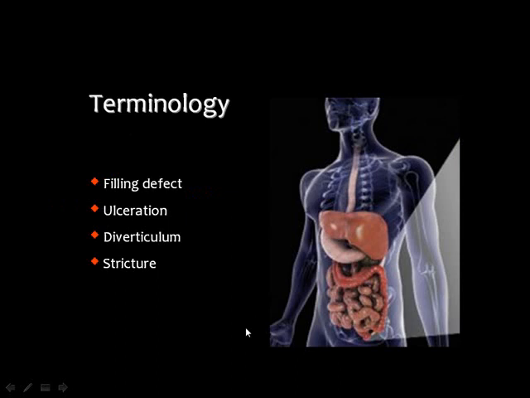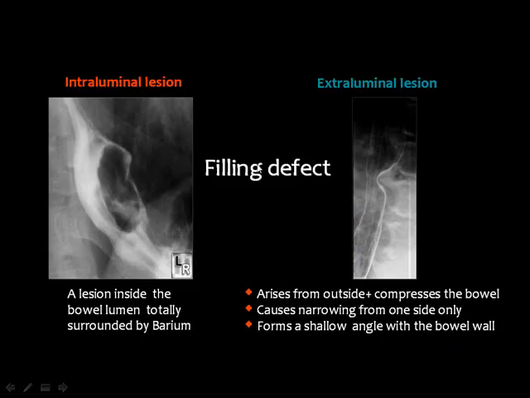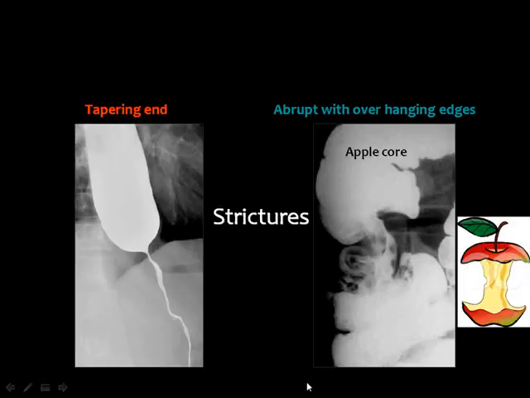Then we have four main lesions in the gastrointestinal tract. The first one is known as the filling defect, the second one is known as ulcer, the third is the diverticulum, and the fourth is the stricture. By filling defect, we mean that we have a lesion inside the lumen of a part of the gastrointestinal tract, and this lesion prevents barium from accumulating in this area. We call this an intraluminal filling defect. Also, some extraluminal lesions can impress or compress the bowel from outside, producing this extrinsic compression.